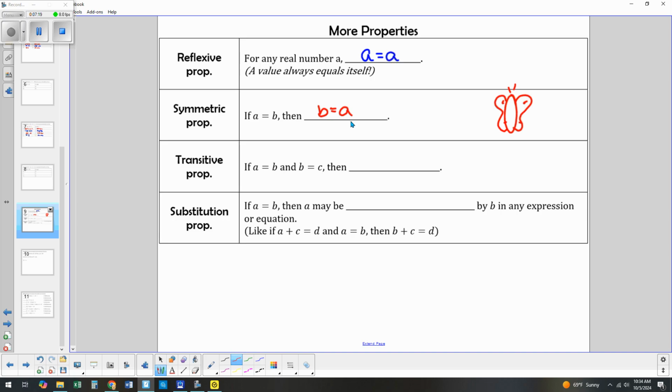The transitive property. I think of it as linking two things together by what they had in common. So if A is equal to B and B is equal to C, I can link together the two B's, and now I can get A is equal to C.